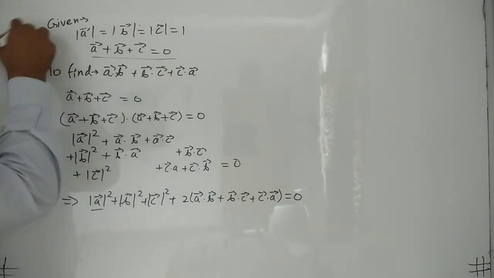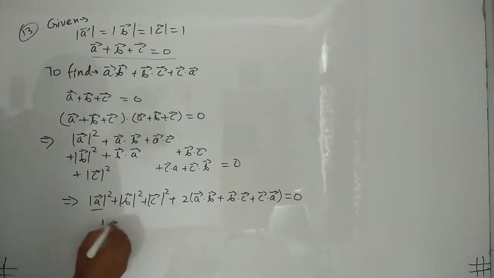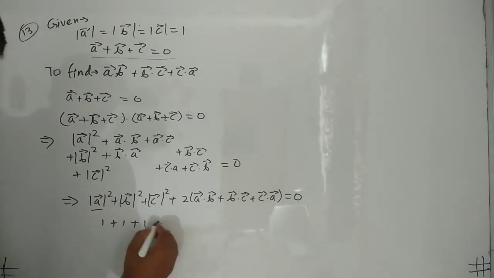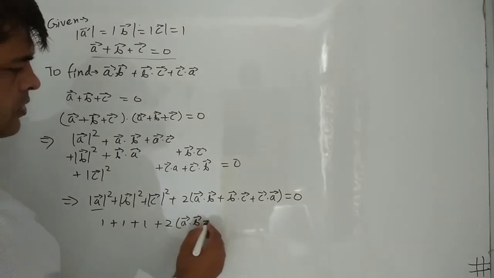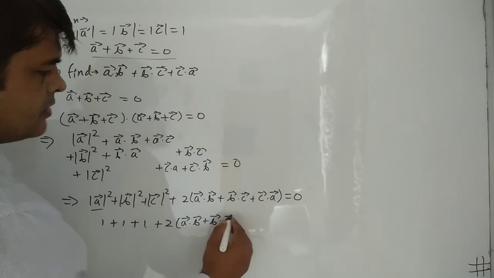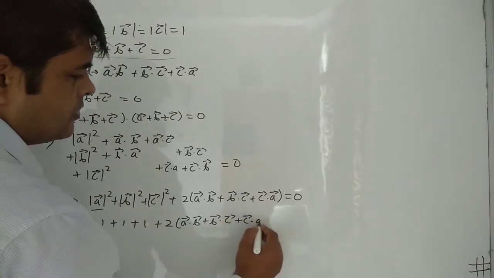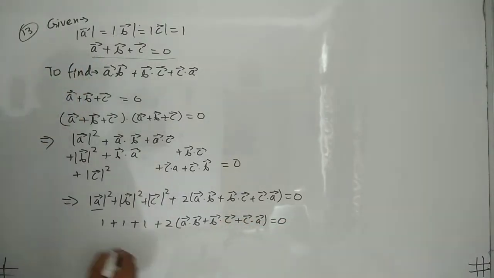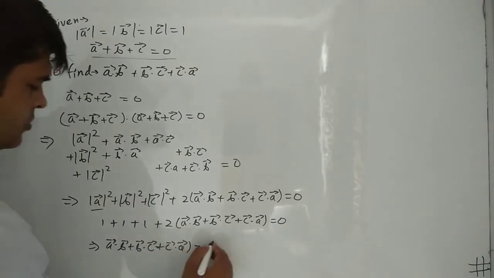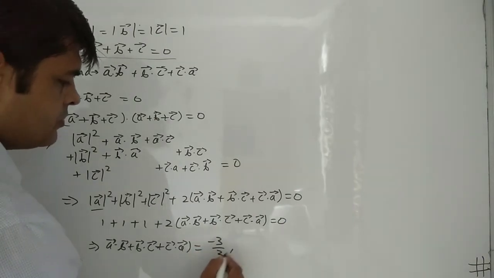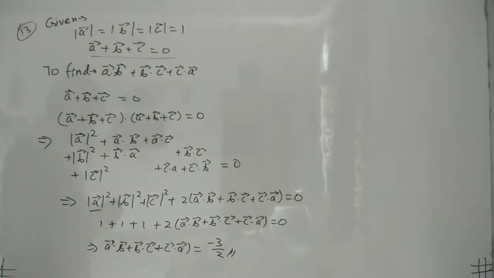It is 1. So you have 1 plus 1 plus 1 plus 2 times A dot B plus B dot C plus C dot A equals to 0. So the value of A dot B plus B dot C plus C dot A can now easily be calculated, and it will be equal to minus 3 by 2, and this is your answer.